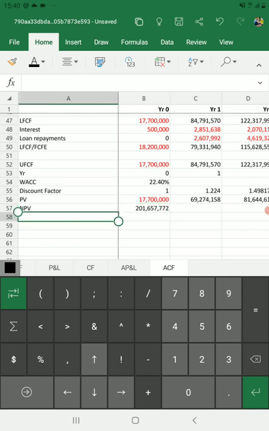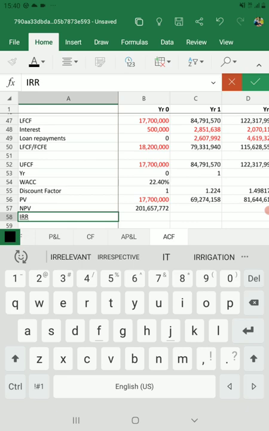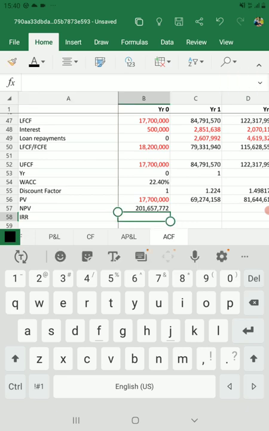Now, another metric we normally use for valuation is internal rate of return. So let me type here IRR, internal rate of return. Now, this is a percentage return. It is a rate that equates the cash outflows in year zero with the cash inflows in future years. This is the rate at which, if you discount the future cash flows, they will be equal to the current outlay of money in year zero. So this is what is called internal rate of return.